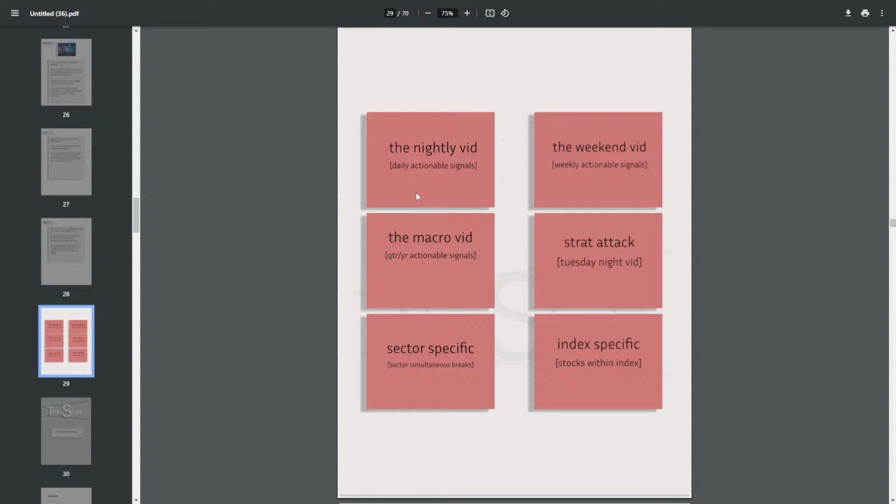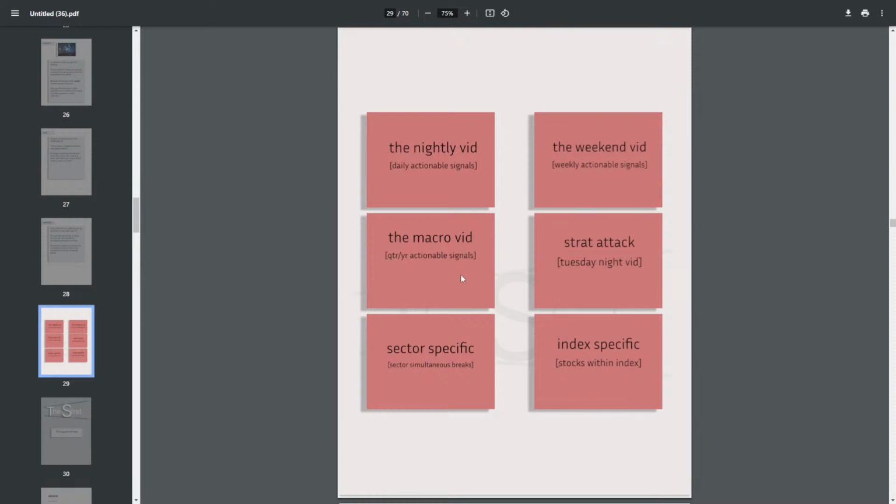So these are all the universes that there are, and it's not like this is every sector. You're going to see the nightly vid, or we can just call this daily actionable signals. Each day you're going to have new daily actionable signals. So if you're someone who likes to jump around each day and get to new signals, every day you get new signals. There's also the weekend vid or weekly actionable signals. Each week you'll change your stock list. So if you're just trading weekly actionable signals, each week your list changes. And then the macro vid is the quarterly and yearly signals for people who are on the longer time frames or just confirming higher time frame signals in force.